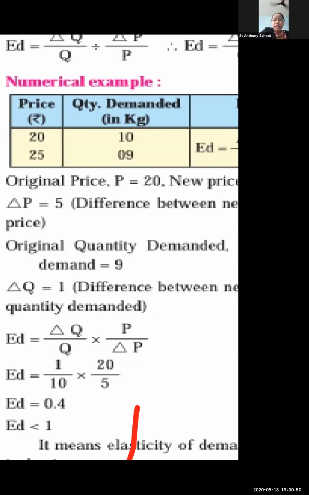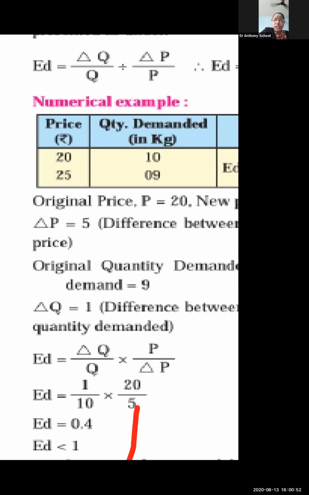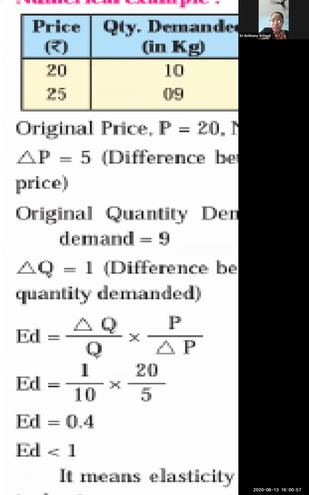Okay. So 1 upon 10, 20 is the original price and 5 is the change in price. Once we solve this equation, ED is equal to 0.4 and ED is less than 1. That is why, if ED is less than 1, which type of price elasticity of demand is it? Waiting for your response.